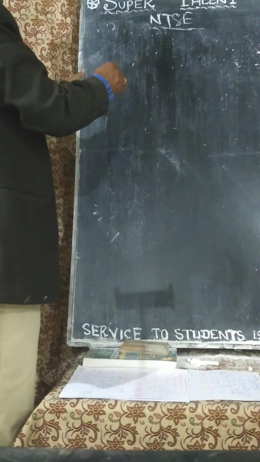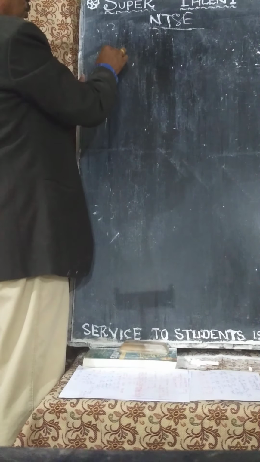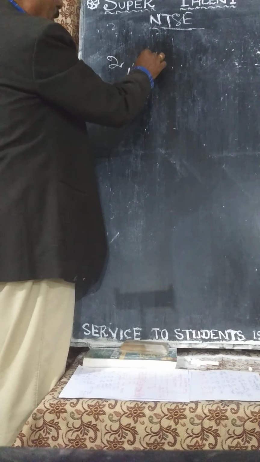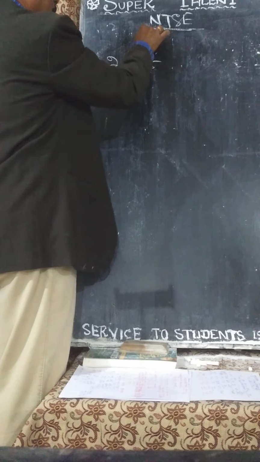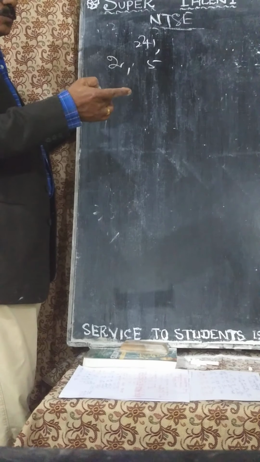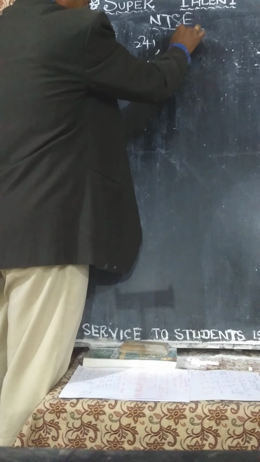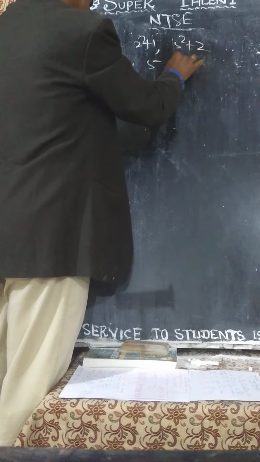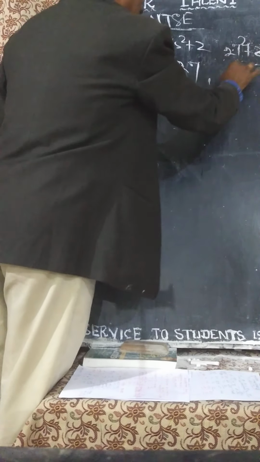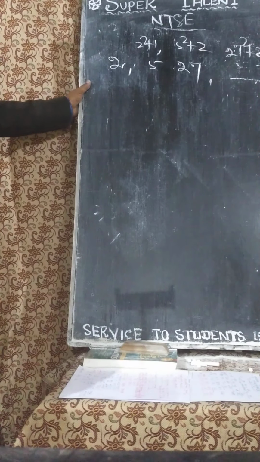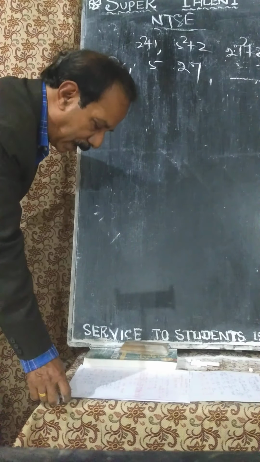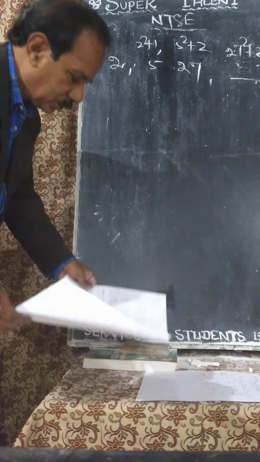Suppose any question comes out. So 2 square, 2 cube, 2. I'm just telling you, 2 square plus 1 is 5. Then students will proceed with 5 square plus 2, 27. Then 27 square plus 2. So 5 square, 12 square, 27 square.